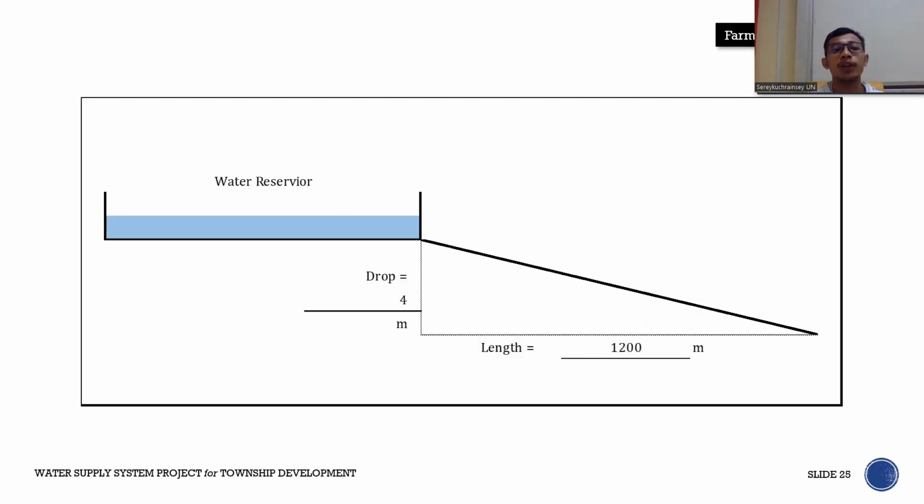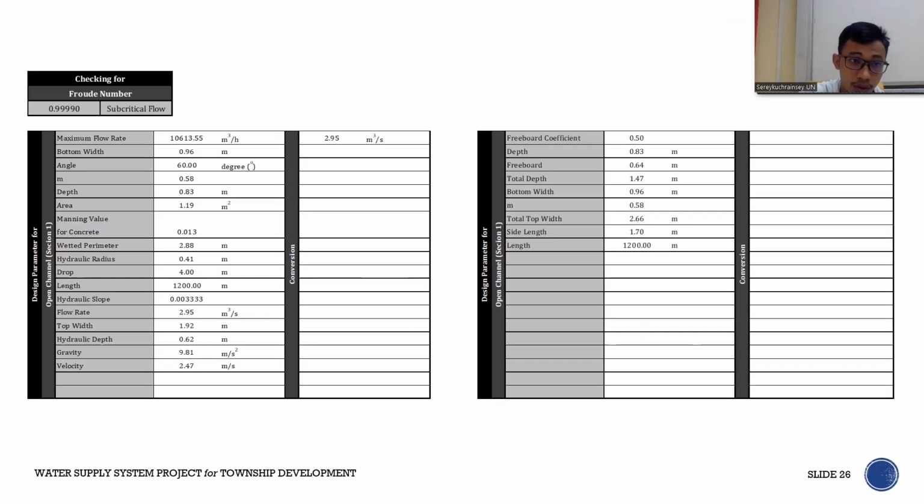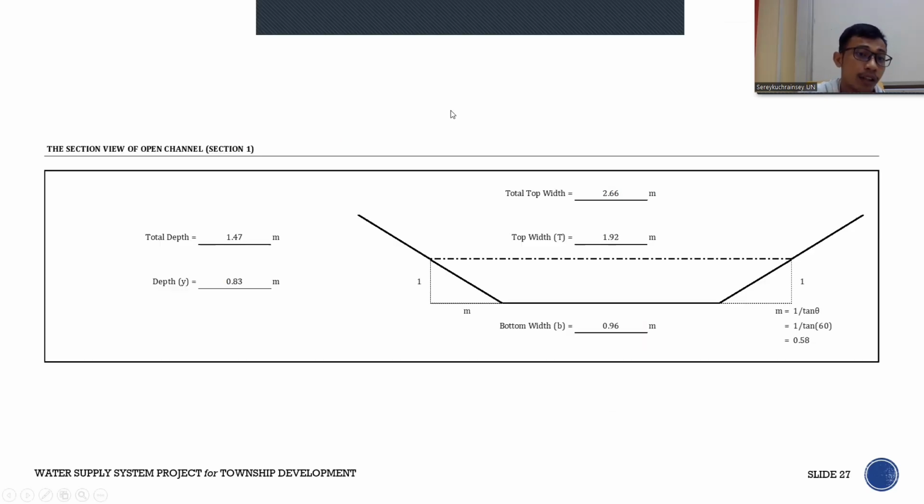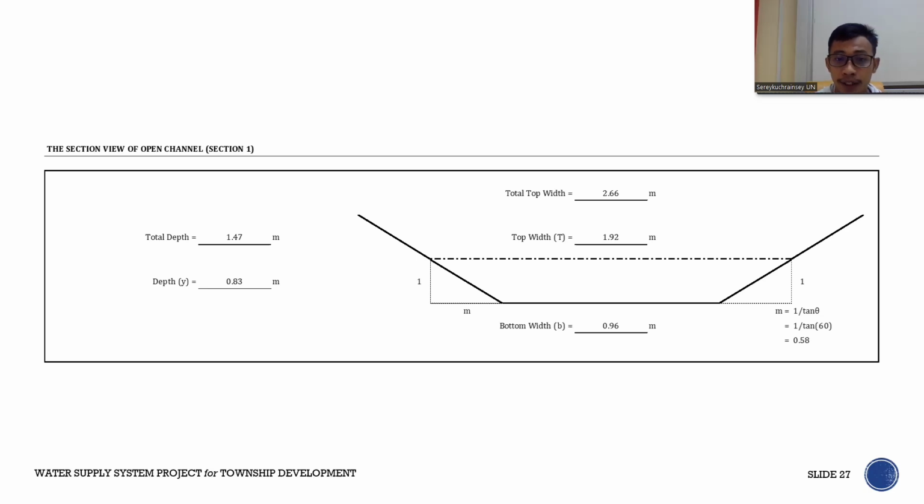And here is the way that we design the water reservoirs that have a drop of 4 meters and a length of 1,200 meters. And here are the parameters that we use to design the open channel, and we use the parameters to calculate the flow rate in the second chart. Our first section of the designed open channel has a total depth of 1.47 meters and a water depth of 0.83 meters.